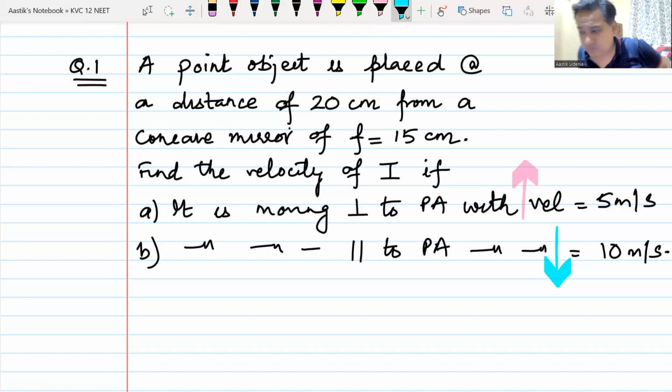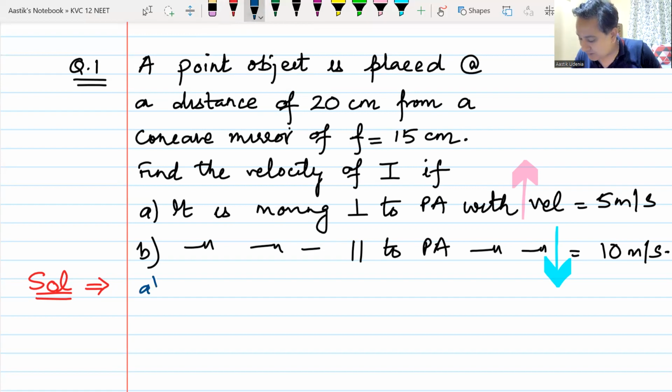I think you are caught in calculations. Yes or no? Everyone is caught in a calculation? You should not have got caught in the calculation, my dear friends. Okay, see how I have done it.